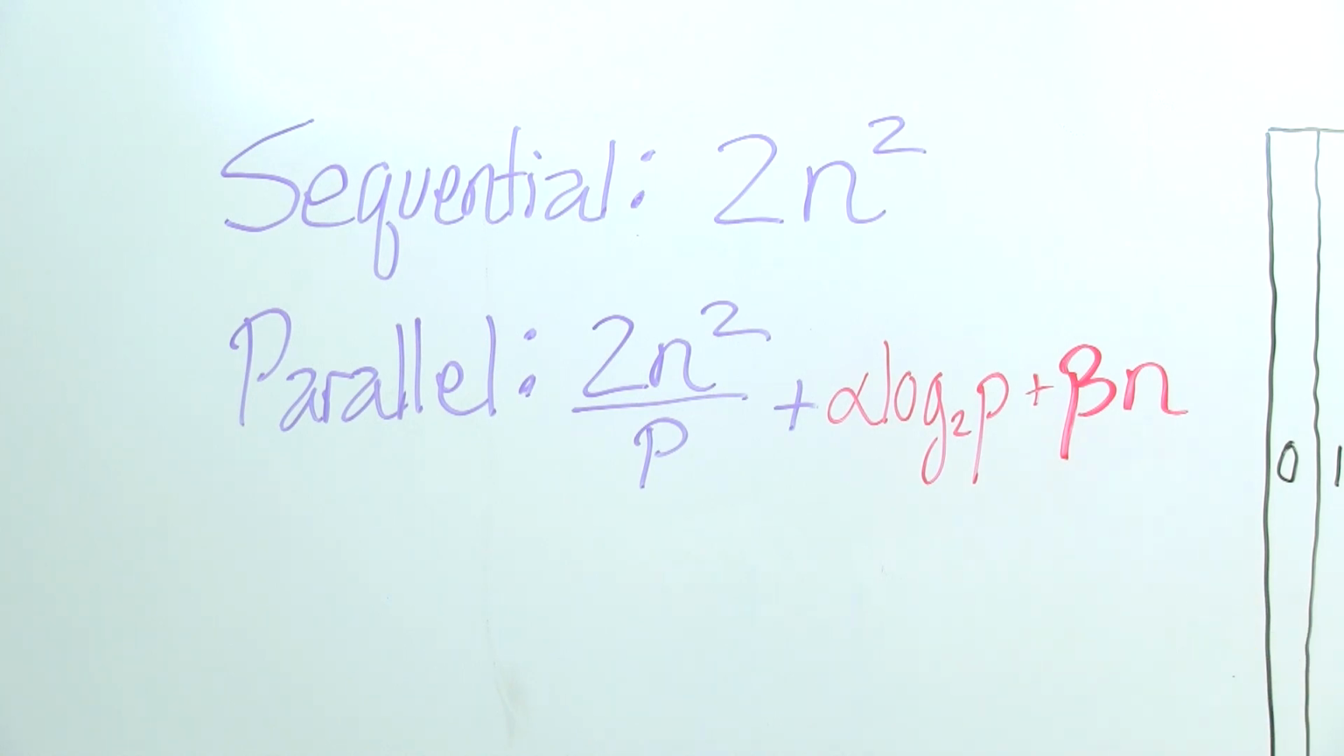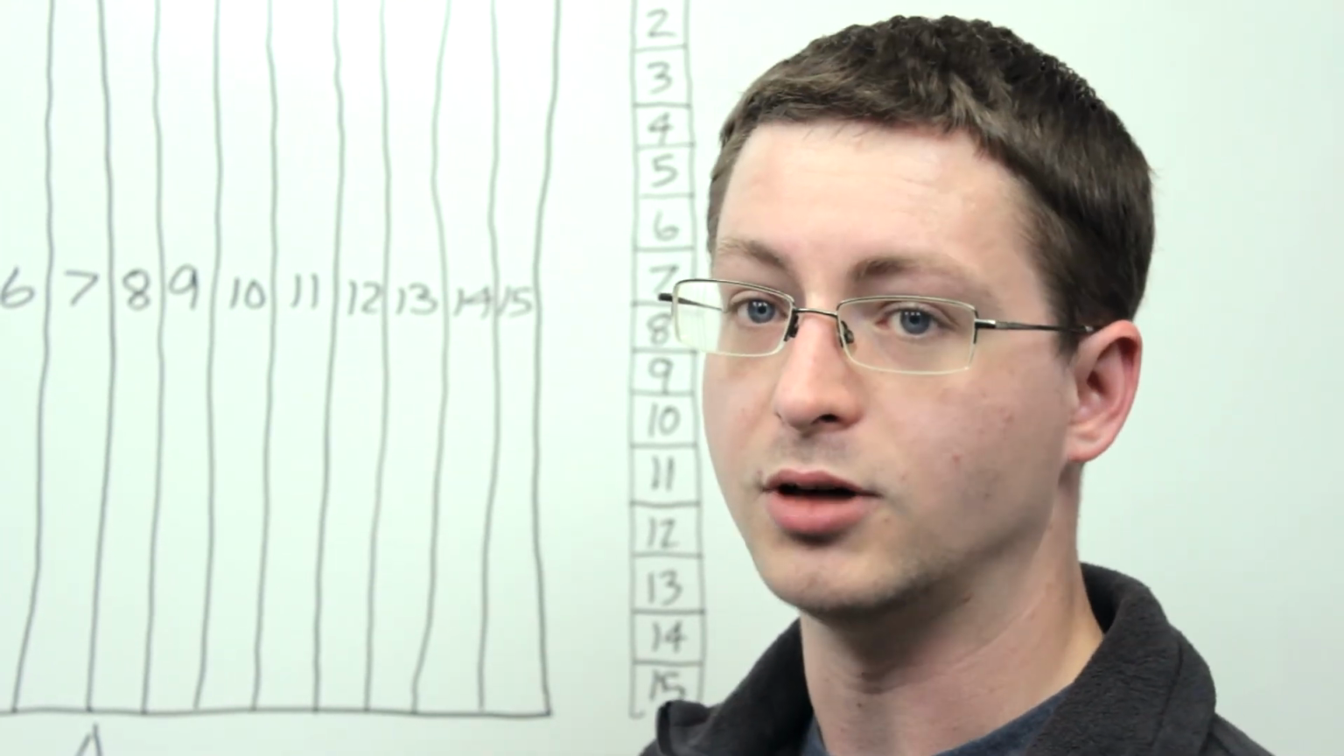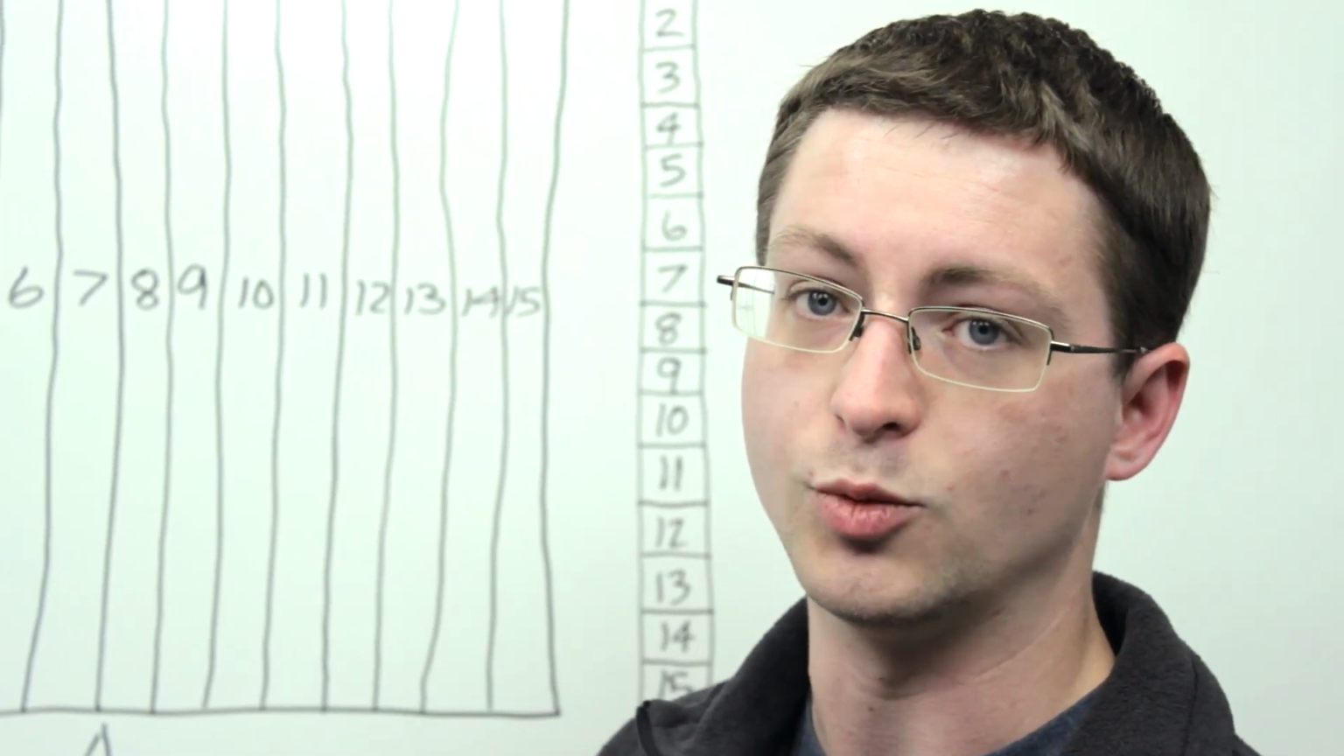So what we're going to do next is describe a better data distribution which can significantly lower the runtime of the algorithm if we use more processes.